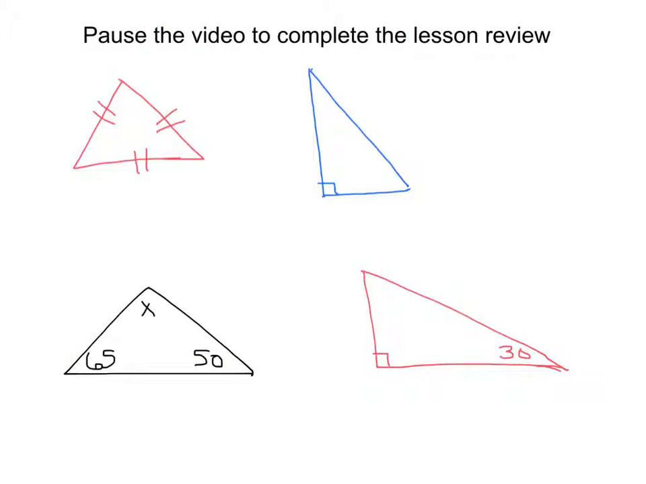Pause the video to complete the lesson review. For the first two examples, I want you to identify the type of triangle that is there. And for the second two examples, I want you to identify the missing angle.